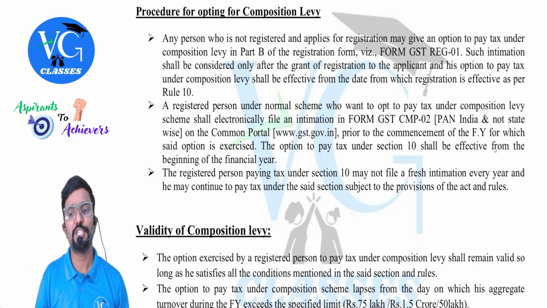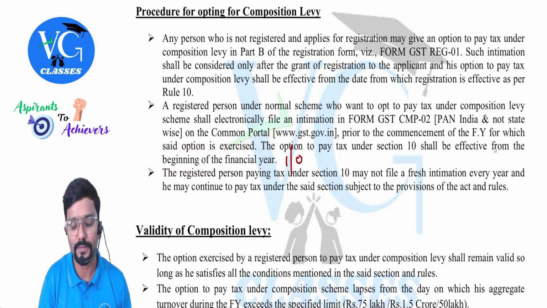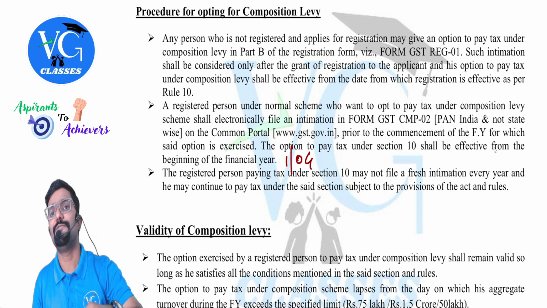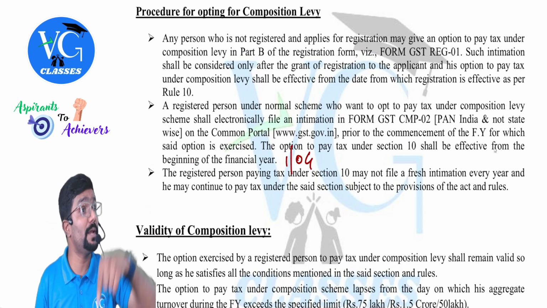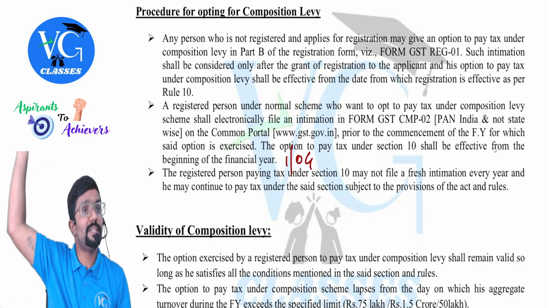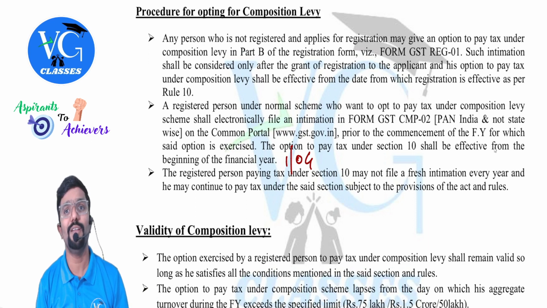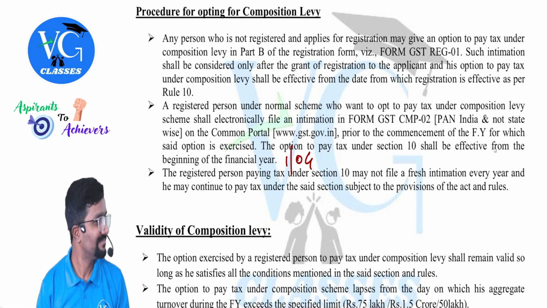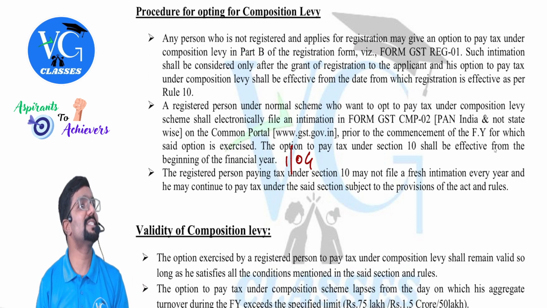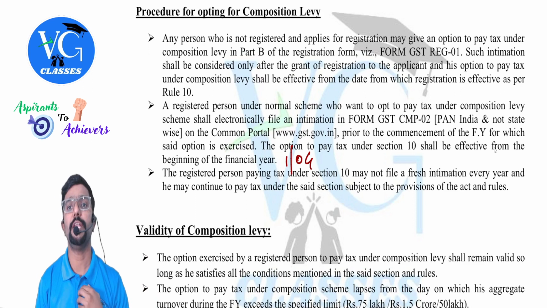Prior to the commencement of the financial year for which the said option is exercised, the option to pay tax under section 10 shall be effective from the beginning of the financial year, always from 1st April. But before 1st April, you have to file an intimation, that is in CMP 02. For example, sir, can I file this intimation in May telling I will follow composition scheme from April? No, they will tell you can come next year. Correct? Because this year has already started. So before the financial year starts, we need to file this intimation.